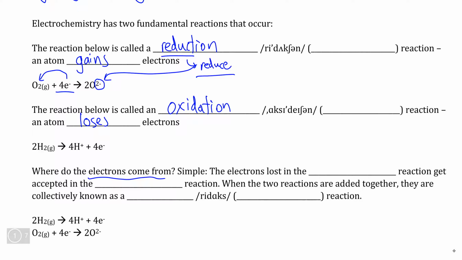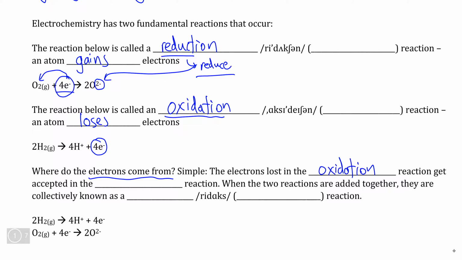Now, obviously, we can't just make up electrons. We can't just take 4 electrons from nowhere and give them to oxygen, as it would violate the law of conservation of mass and energy. What this means is that individual oxidation and individual reduction reactions cannot happen by themselves. We can get electrons to use in a reduction reaction by taking them from the oxidation reaction.